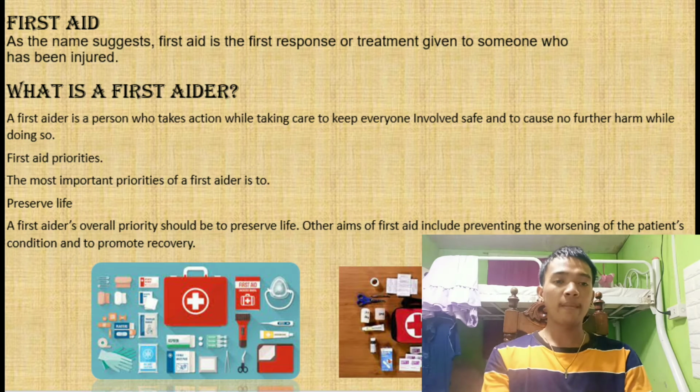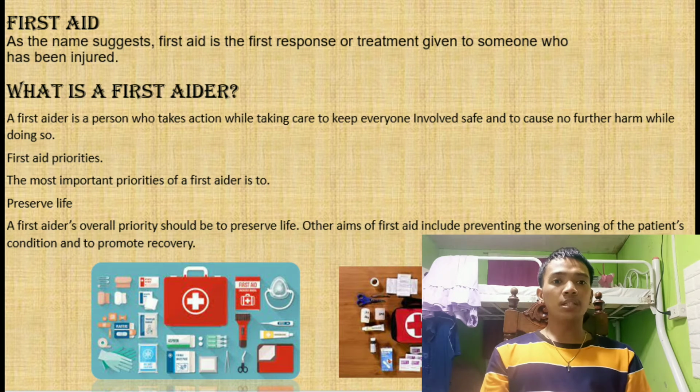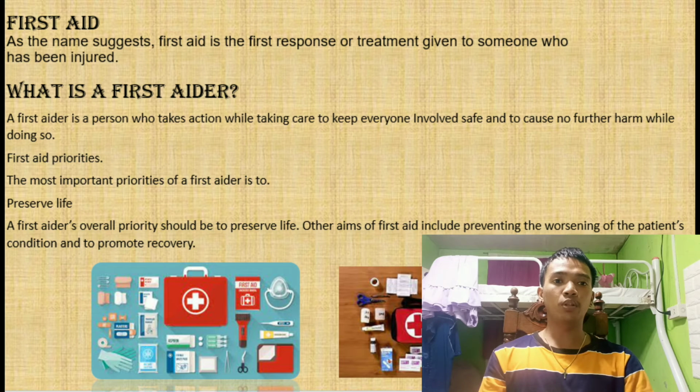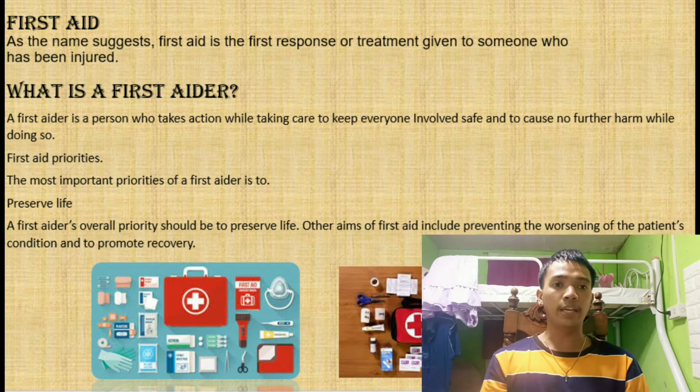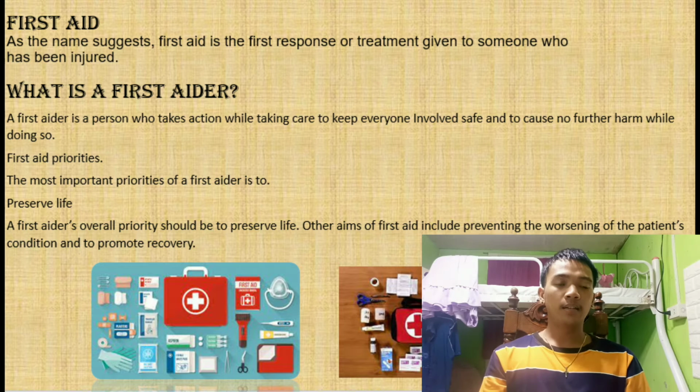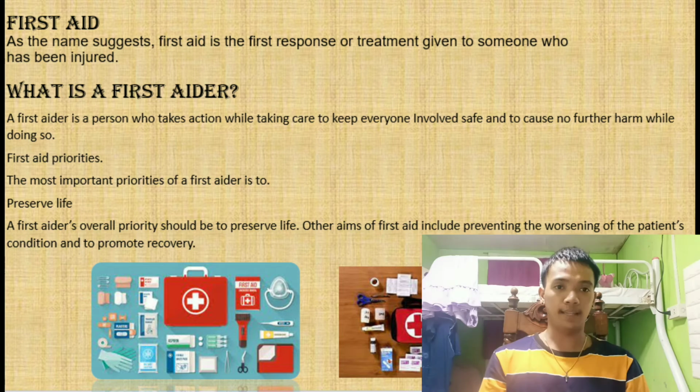First aid. So what is first aid? We already know that first aid is the treatment given to someone who was injured. What is a first aider? A first aider is responsible for someone who was injured, going to the injured person and treating them quickly as soon as they can. The first aider is the person in charge of doing that.